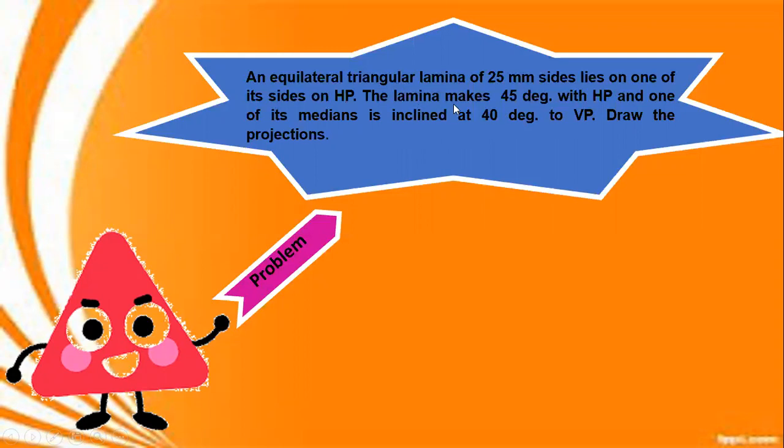Second position, it makes inclination with respect to HP and they have given it as 45 degrees. And whenever in the problem you come across medians or perpendicular bisector or diagonal inclined to VP, then it will be a beta angle problem.